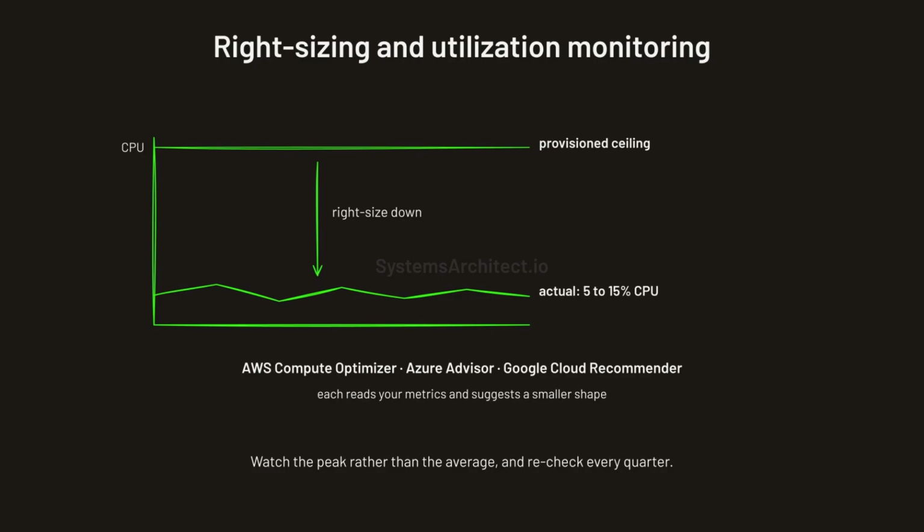Switching processor architecture is often the cheapest win. On AWS, Graviton instances often deliver better price performance for general workloads. Right-sizing is never finished. Last quarter's correct size is this quarter's waste.